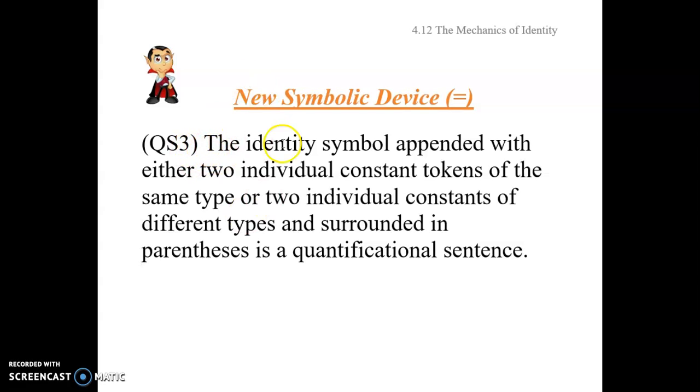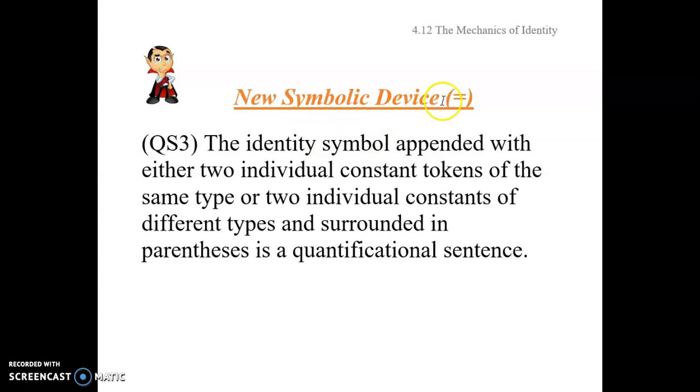And now we've got QS3, which is the identity sentence, and then after that, QS4 is negation, QS5 is and, QS6 is or, QS7 is if-then, QS8 is tribar, QS9 is universal quantifier, QS10 is existential quantifier, and then QS11 is basically nothing else is a sentence unless it can be shown to be so by implementation of these rules. Okay, so those are all laid out cleanly in the textbook, but this is our new one.